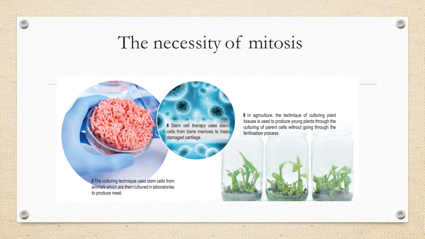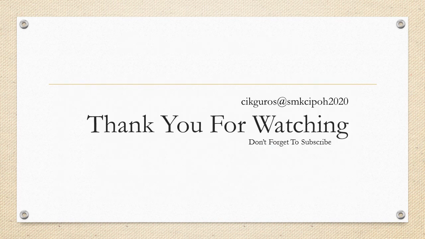Last one is tissue culture. We want to get quality plants in large amounts, in a short period. So we use a technique of culturing plant tissue to produce young plants through the culturing of parent cells without going through the fertilization process. This also involves mitosis.